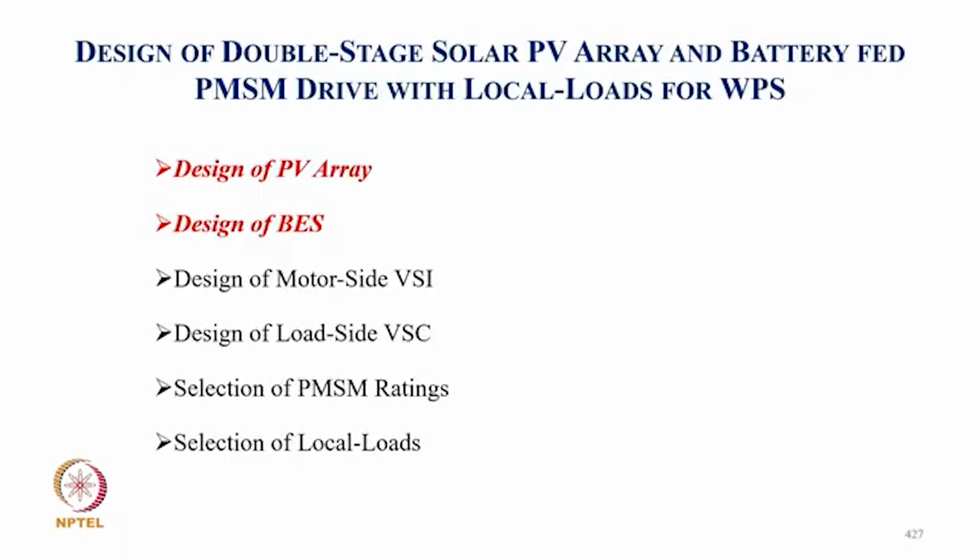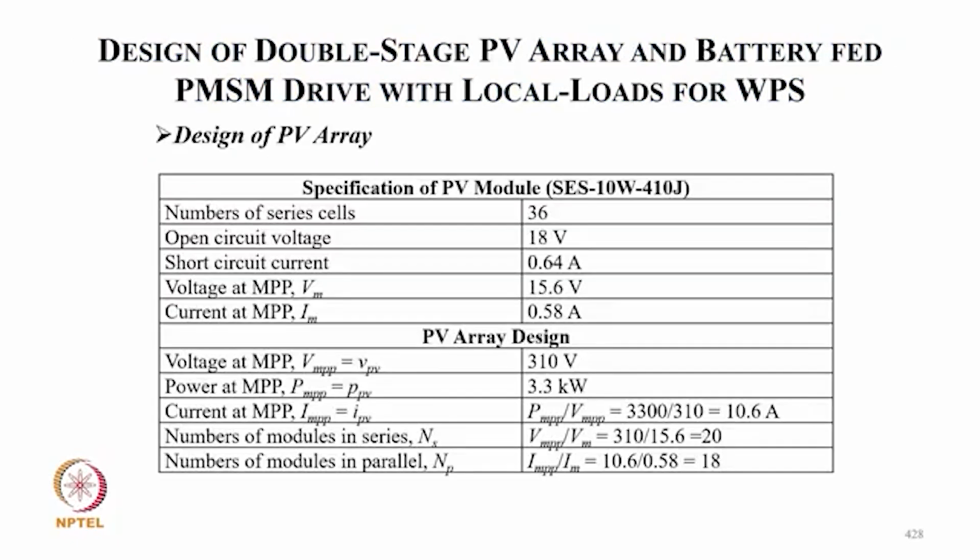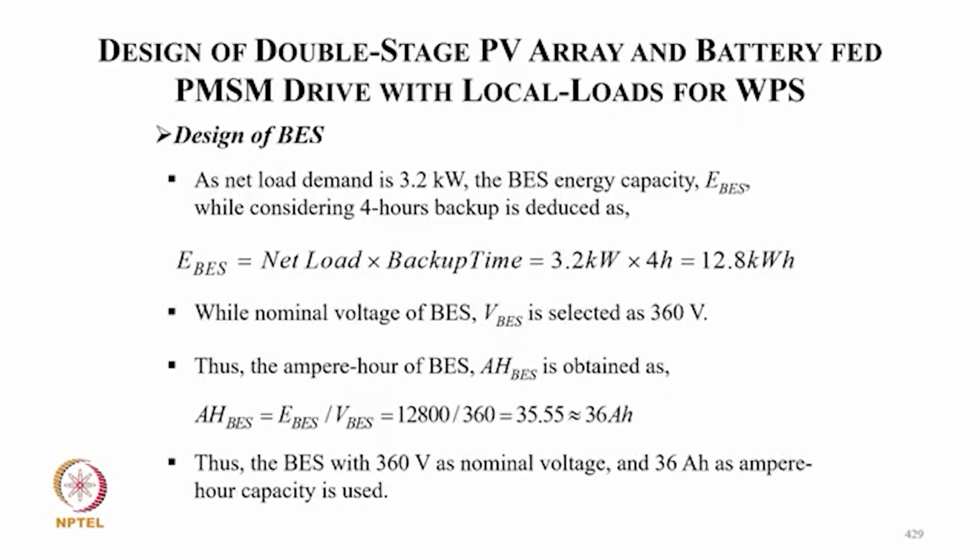So here also we have the design of the PV array and battery, design of the motor side, design of the load side, and selection of PMSM and selection of local load. So these are the PV array model. We have taken a PV array of 3.3 kilowatt, and these are the design of the battery. We consider a backup time of 4 hours with the 3.2 kilowatt requirement. So a battery of 2.5 kilowatt hours with a DC link battery voltage of 360 volt, and a battery of 36 ampere hour.